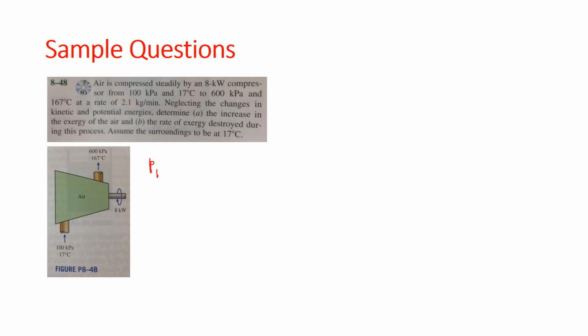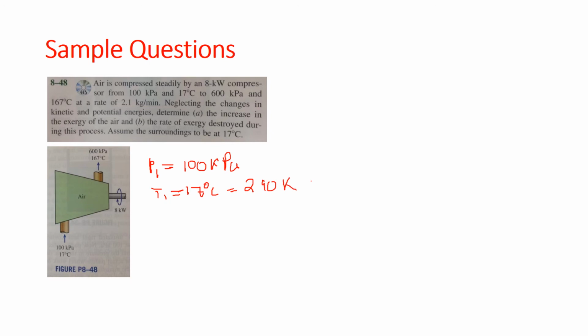So P1 is equal to 100 kilopascal. And T1 is equal to 17 degrees Celsius. When you convert into Kelvin, you will get 290 Kelvin.